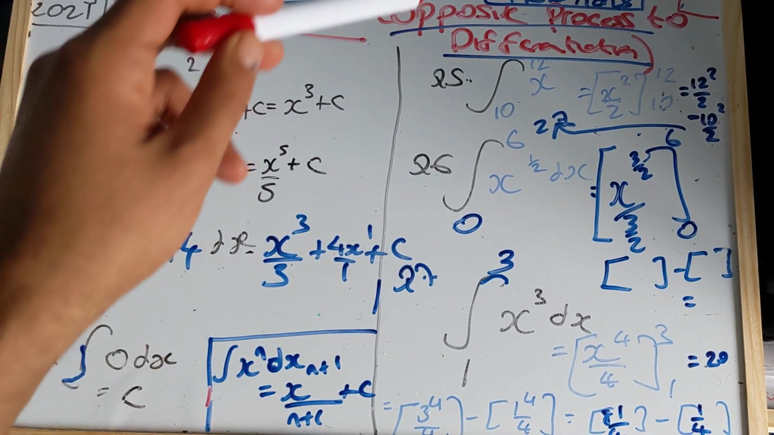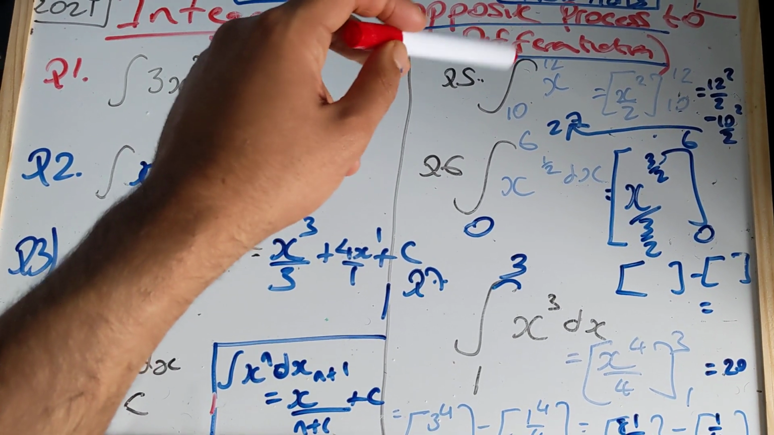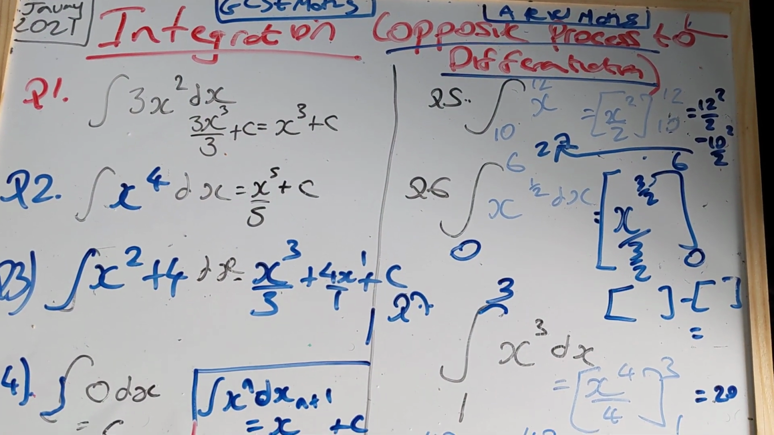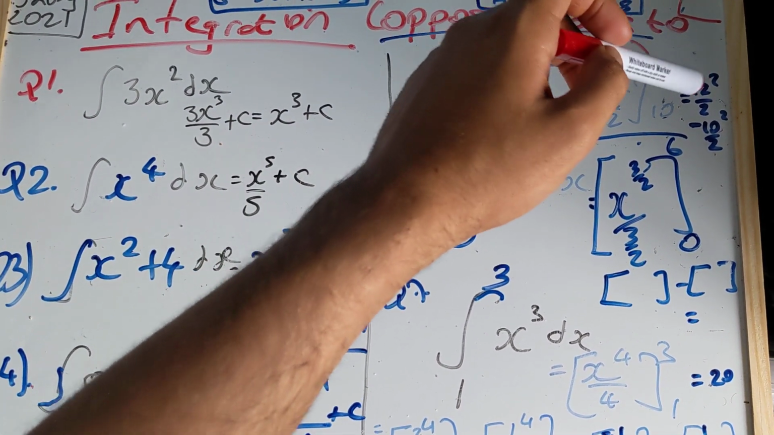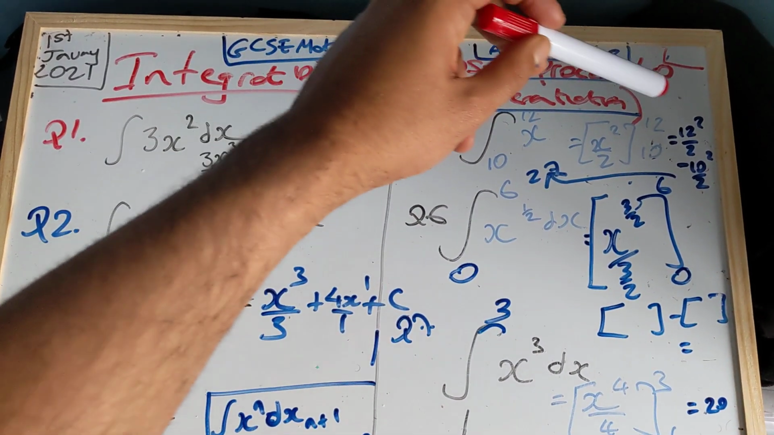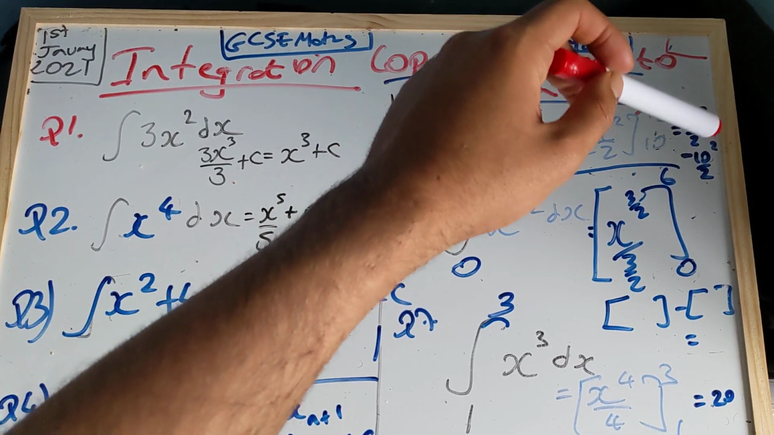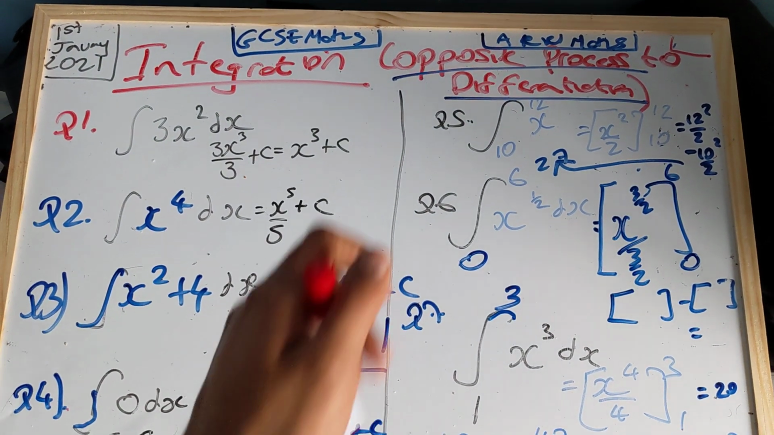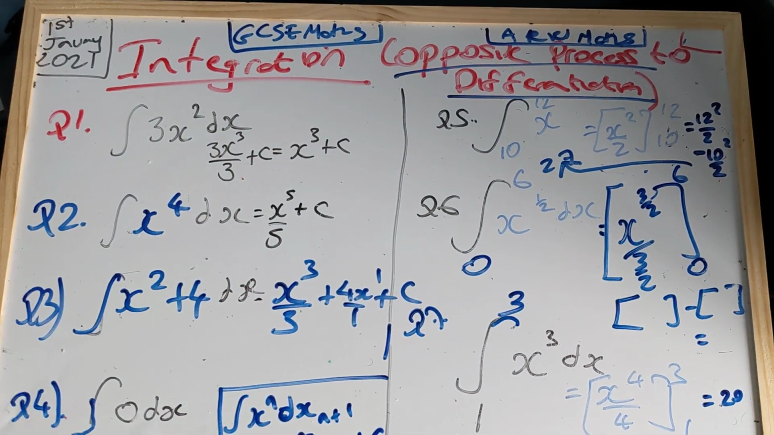Right, guys, question number 5. These are all definite integrals. The integral of x between 10 and 12, adding 1 to the power, dividing it by the new power, I get x squared over 2, with limits between 12 and 10. So it's 12 squared over 2 minus 10 squared over 2, and I get the answer to be 27. 12 squared is 144, over 2 is 72, 10 squared is 100, so 100 over 2 is 50, 72 minus 50 gives me 22.